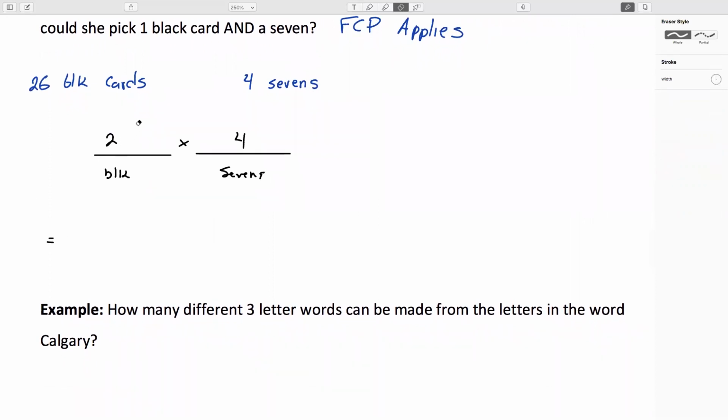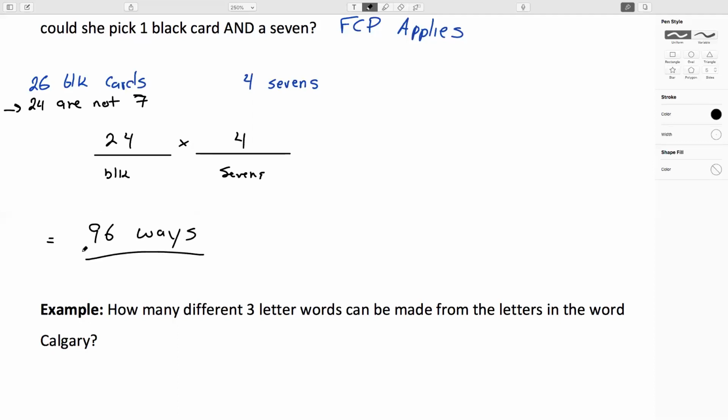Oh, never mind. This is where we're running into problems. We don't actually have 26 black cards. We've only got 24 of them because 2 of them are 7s. So because we've got 24 of them, we're essentially not allowing one of our black cards to be a 7. We're choosing all the black cards that are not 7s. So maybe we should write this up top. 26 black cards, but 24 that are not 7. With 4 7s, 24 black cards times the 4 7s gives us 96 ways.